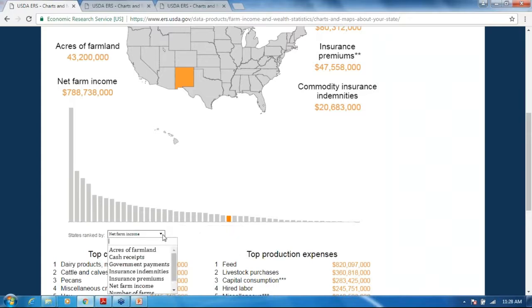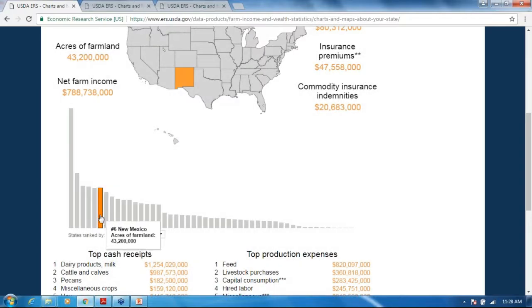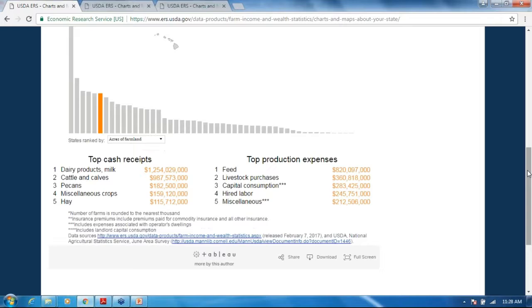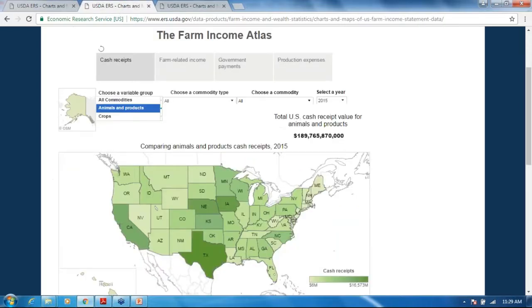But you can also see various different things. So in terms of the acres of farmland, they have the 6th most farmland. And then along the bottom, you can check out the top cash receipts for New Mexico, which, I didn't know this off the top of my head, but it's apparently milk, and then cattle, and then pecans. And then you can also see where they're spending most of their top expenses as well. That's a really brief overview of Get to Know Your State.